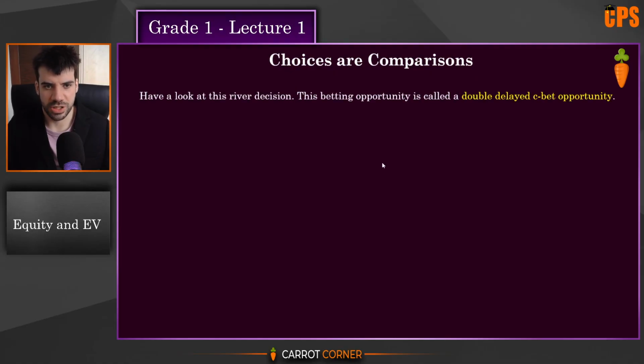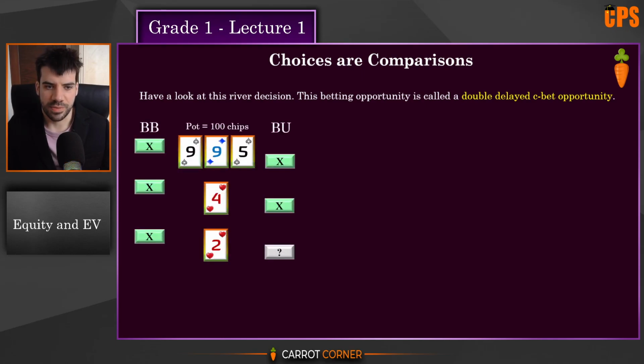The following situation is what we call a double delayed c-bet opportunity. What this means is that the button player has had the chance to bet the flop, but has elected not to, has had the chance to bet the turn, but again has chosen to check, and now has the chance to bet the river. In this situation, the pot is 100 chips. How we got to 100 chips doesn't really matter. I've just chosen this because it's a nice round number.